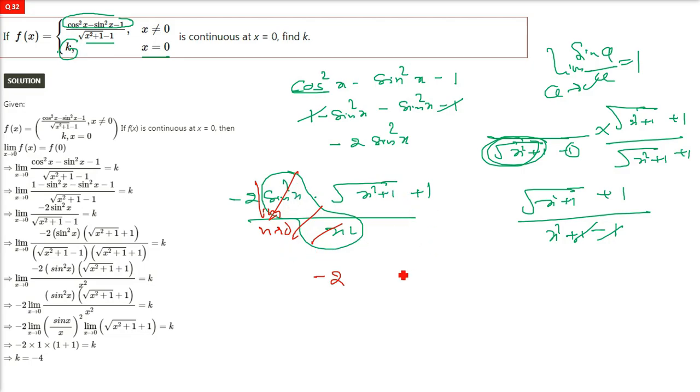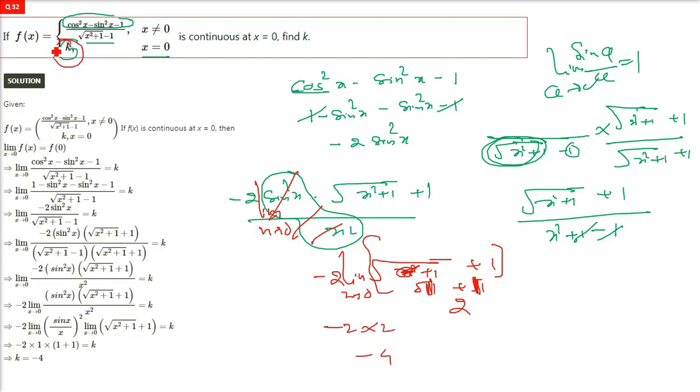Now minus 2 remains. Now let us apply x equals 0 here. So 0 plus 1 is 1, under root 1 is 1. And you have a 1 here also. So under root 1 plus 1 is going to be 2. Okay, 2 is there, negative 2 is already outside. So it is going to be negative 4. So k will be equal to what? Negative 4. Answer is negative 4, because we equated it finally.